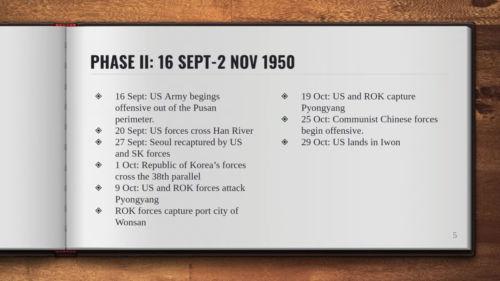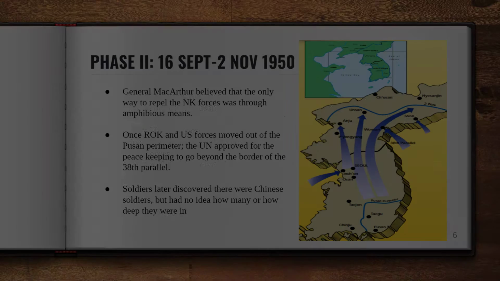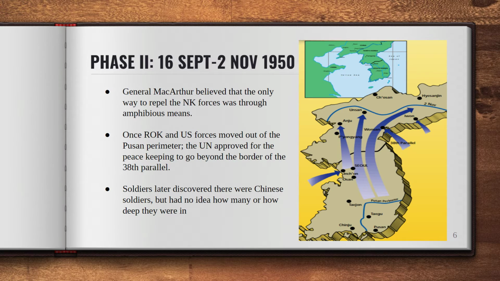South Korean forces captured the port city of Wonsan. And the 19th of October, they ended up capturing Pyongyang, and then they were caught by surprise because the Chinese were there. So the Communist Chinese began their offensive, and the 29th of October, the U.S. landed in Iwan. So General MacArthur believed that the only way to repel North Korean forces was through amphibious means.